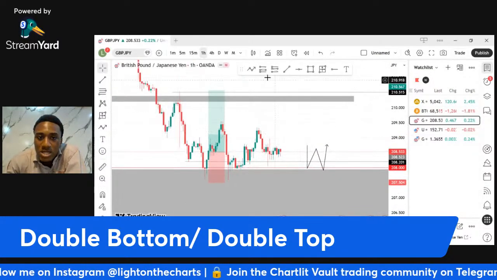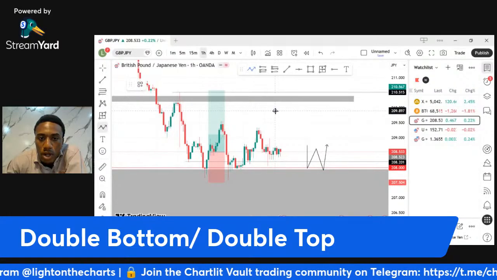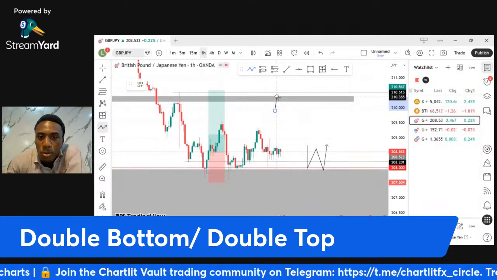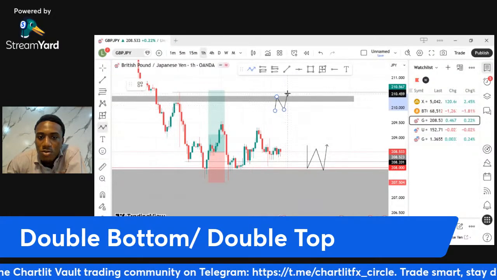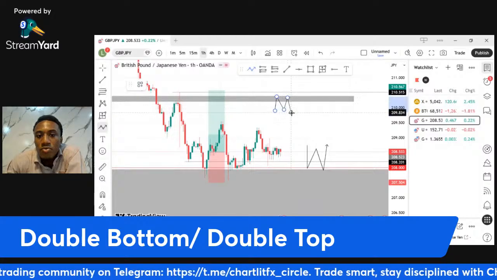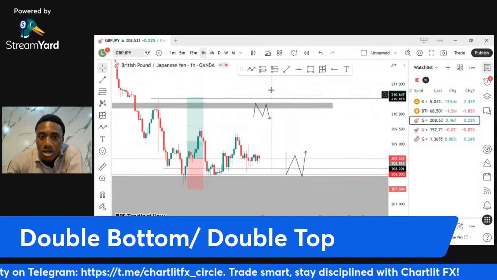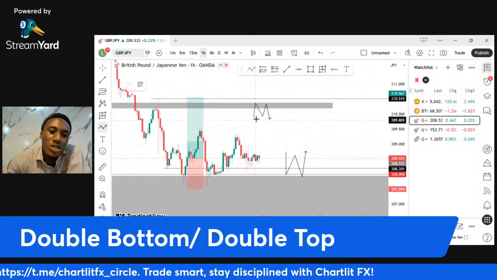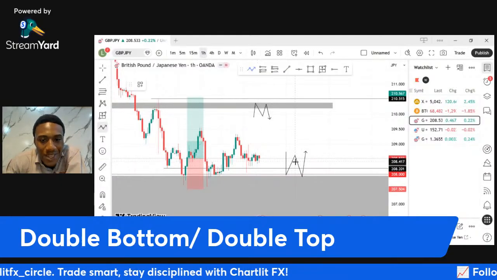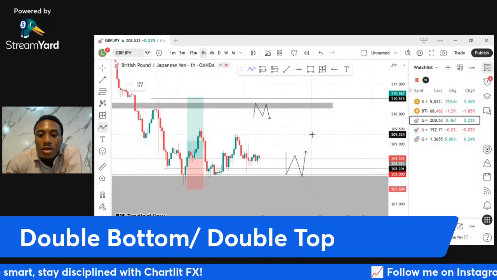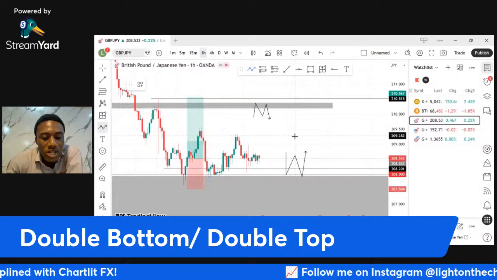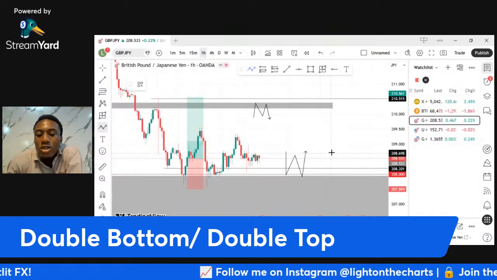Same thing applies for the double top, right? It goes up, gives us a top, comes down, goes up again, gives us another top, comes down. So the tops might not be perfect. I actually call it a W pattern. This is the W pattern or the M pattern, because this looks very much like an M, and that looks very much like a W.